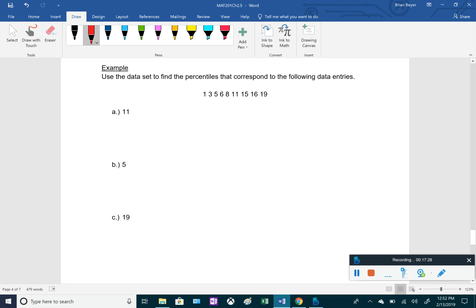So let's do an example. So we have this data set. So we're going to use it to find the percentiles for each one of these examples. So first one is 11. So we have to find 11 in the data set. So here's 11. So the percentile of 11 is going to equal the number of data entries less than 11. There are 1, 2, 3, 4, 5 data entries less than 11. Divided by the total number of data entries, there are 1, 2, 3, 4, 5, 6, 7, 8, 9 data entries. So 5 divided by 9 times 100. Plug that in your calculator, you get about 55.6%.